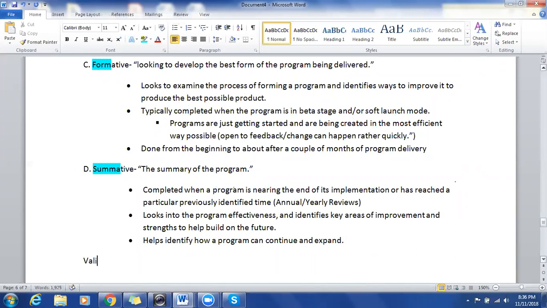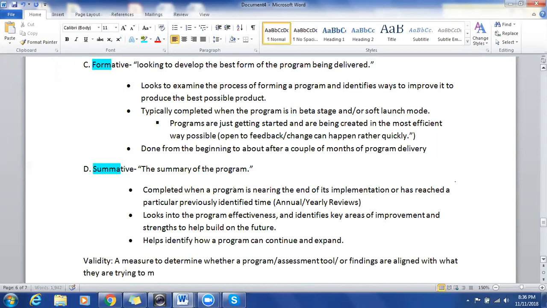So then we look into validity. So what is validity? And this is basically a measure to determine whether a program, assessment tool, or findings are aligned with what they are trying to measure.